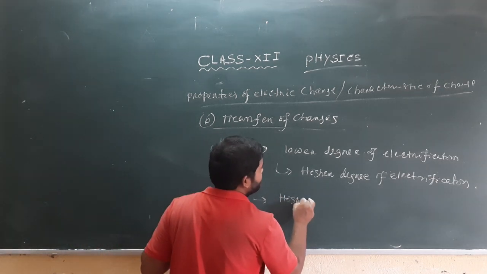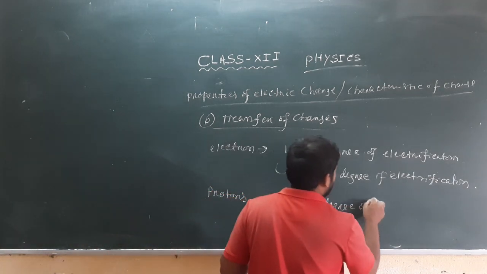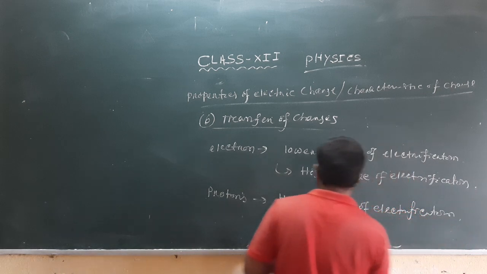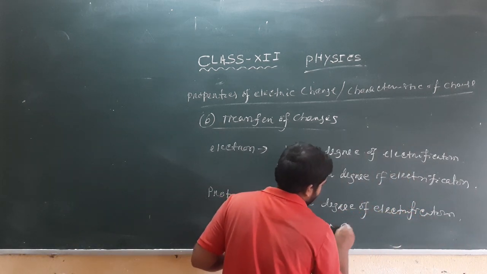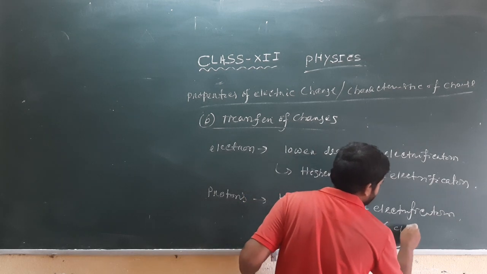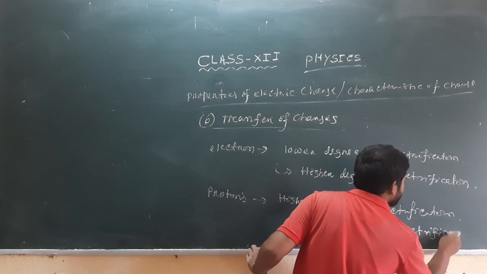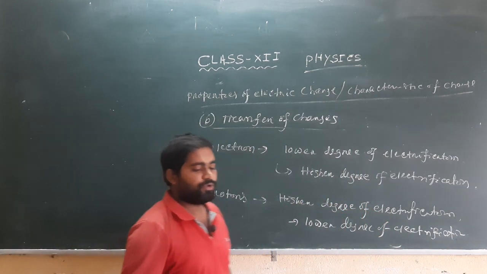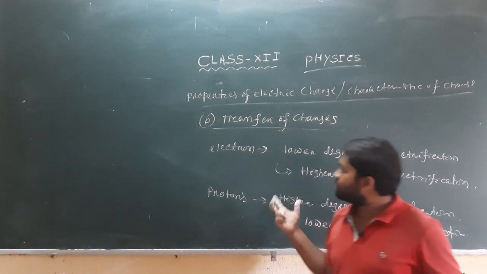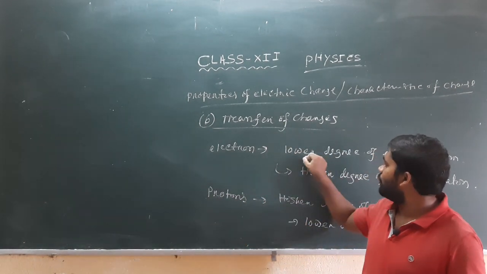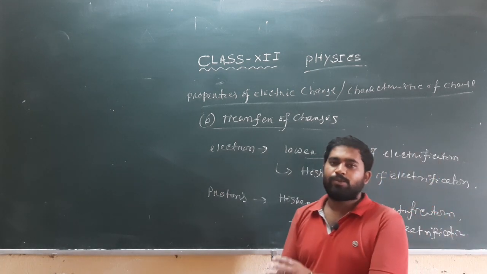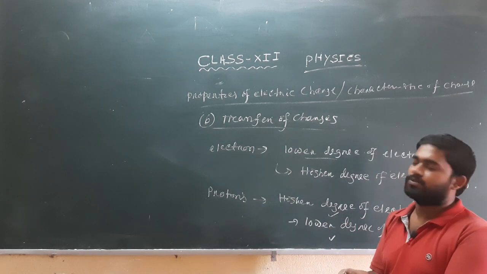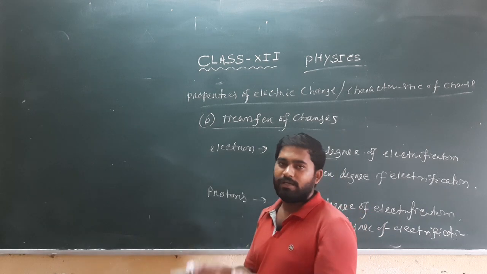protons always transfer from a higher degree of electrification to a lower degree of electrification. Higher degree of electrification means higher density to lower density. Electrons always transfer from low potential to high potential, but protons always transfer from higher potential to lower potential. That is the mode of transfer when they are connected by a conductor.